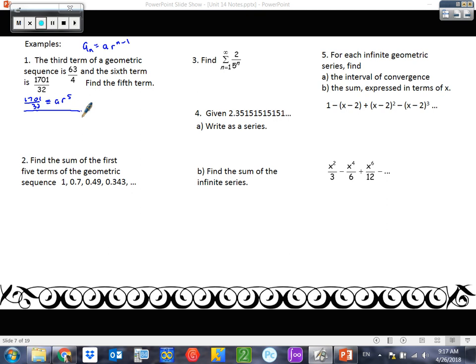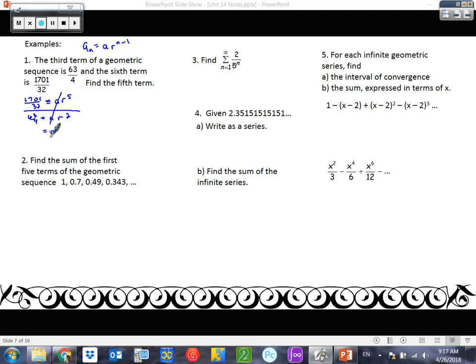So in the denominator, I'm going to put the third term. The third term's value is 63/4 equals A times R, and I don't know what R is, but I do know that this is the third term, so 3 minus 1 is 2. Okay, is everybody okay with that system? So I'm going to divide those equations, and in doing so, the A's drop out, right? I get rid of those. And if I'm going to do R to the fifth divided by R squared, what would I be left with? R cubed.